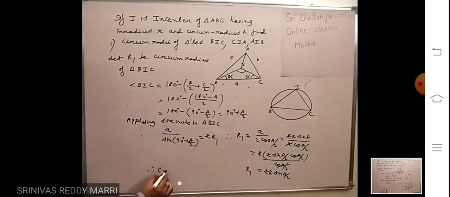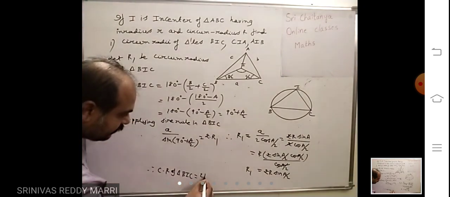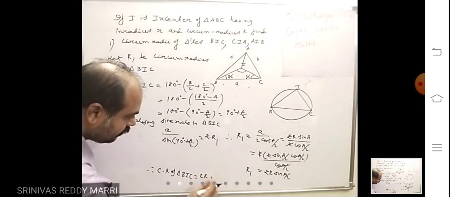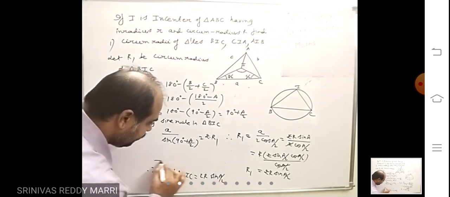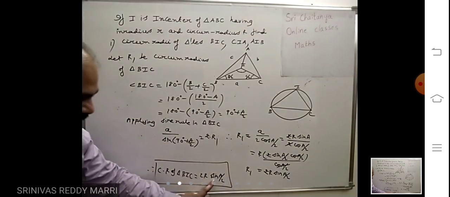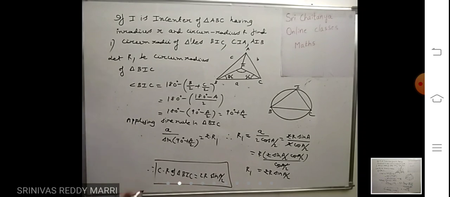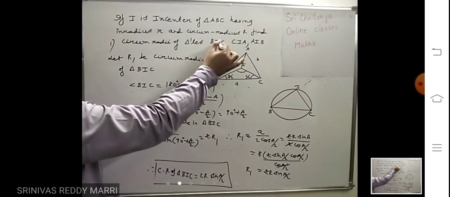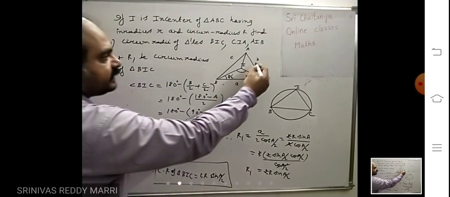Therefore, the circumradius of triangle BIC is nothing but 2R sin A by 2. Look here, for triangle BIC, with side BC, you got 2R sin A by 2.